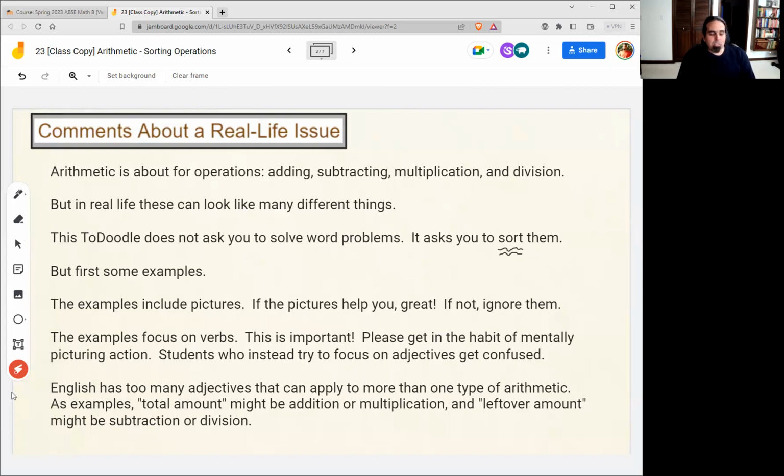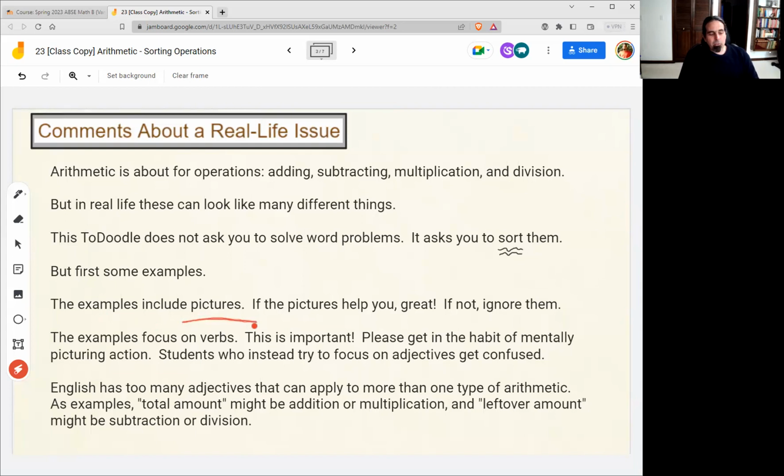What makes word problems extra tricky is figuring out, what are they wanting me to do? Am I adding? Am I subtracting? Am I multiplying? Am I dividing? Like that. So some people, I have to warn us, like pictures.